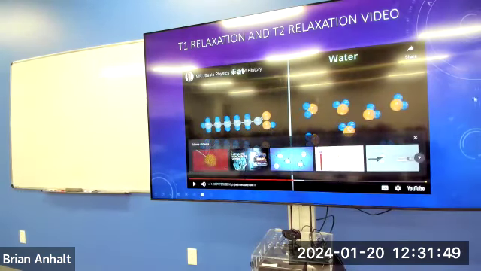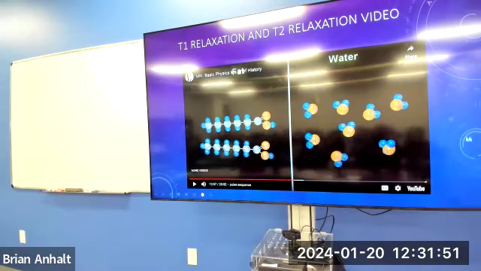One has more proton density based on that picture right there. Yeah, right, like there's a lot more hydrogen in a smaller area than there is in water.